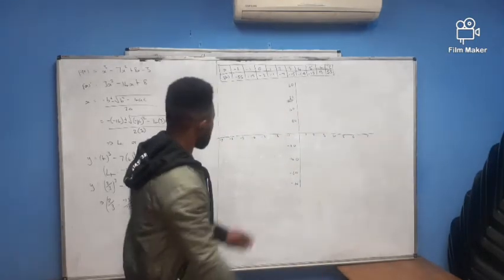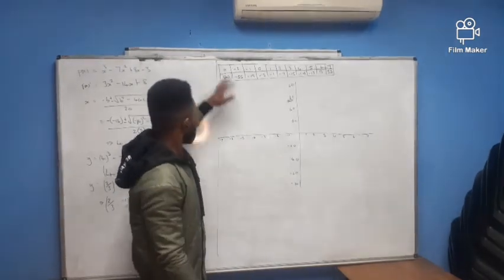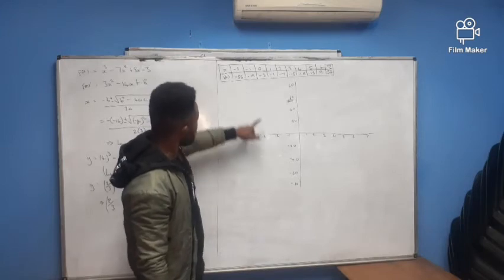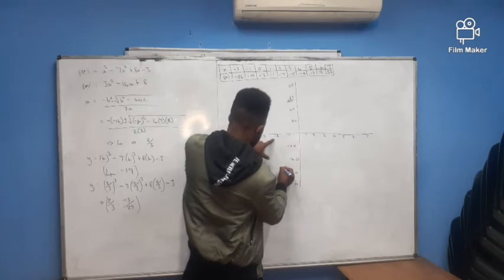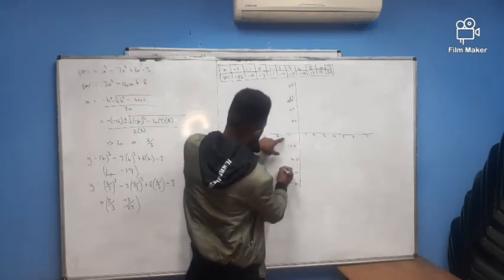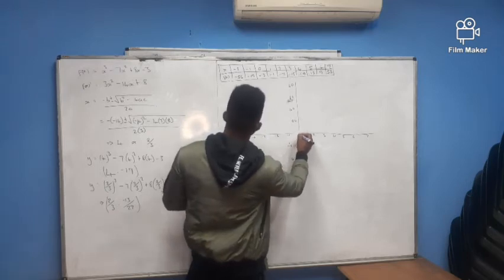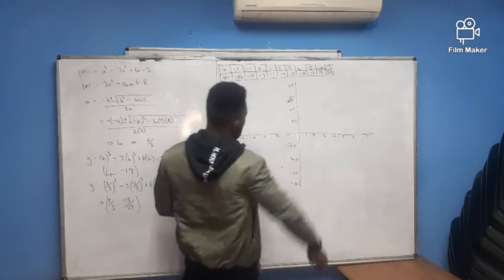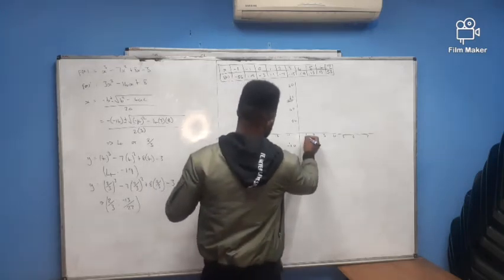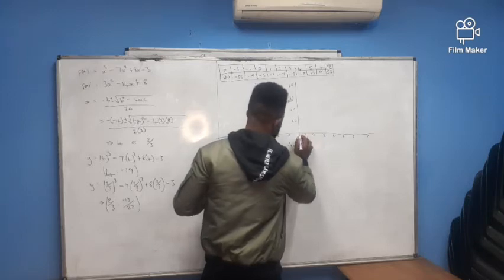So my first point, this is just a rough sketch. When you're drawing on the board, you can do the actual thing. So I have -2 and -55, which is somewhere here. And then I have -1 and 19, which is somewhere here. And then I have 0 and -3, which is somewhere here. And then when my x is 1, it is somewhere here.